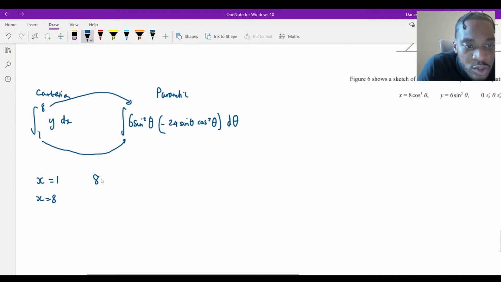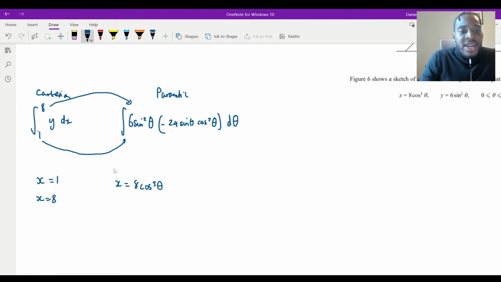So I need to figure out those values of theta. I'm going to write this here: x is equal to 8 cos cubed theta. And then I need to make it equal to 1 and 8 to figure out the values of theta to then put into my limits.